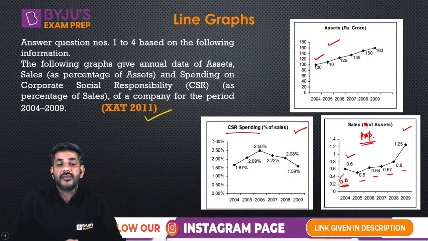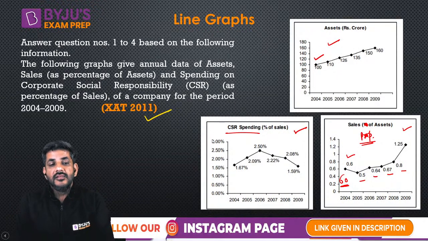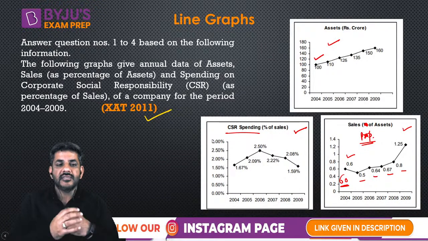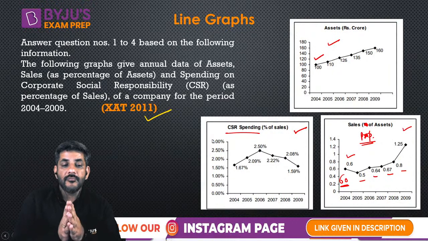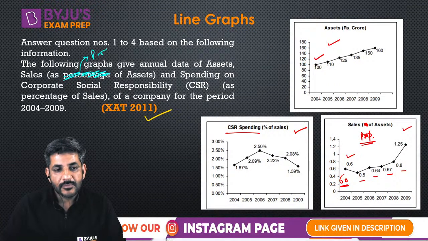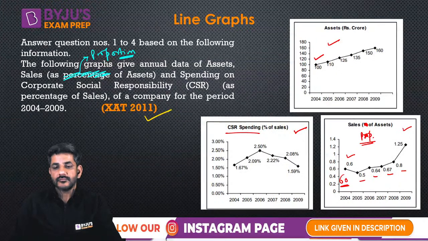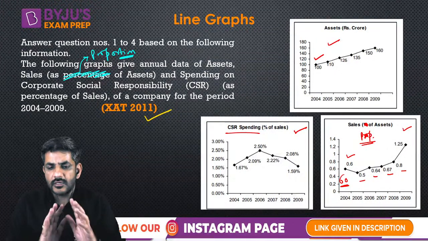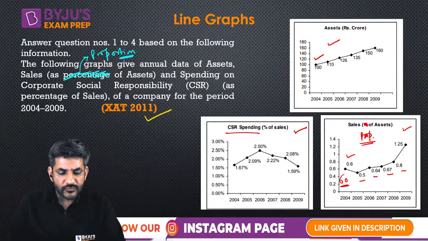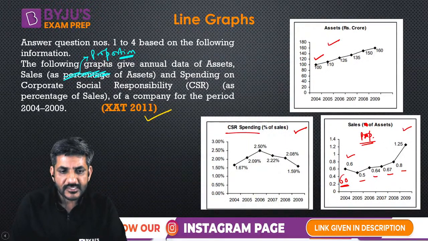So the following graph gives the annual data of assets, sales, and spendings on corporate social responsibility as a percentage of sales of a company for the period 2004 to 2009. I repeat, this is not percentage. By mistake, it has been written, but it is proportion, as a proportion of assets. Okay, so there is not much to do in the given data. We have seen the data. Let's move forward to the question straight away and start solving it.